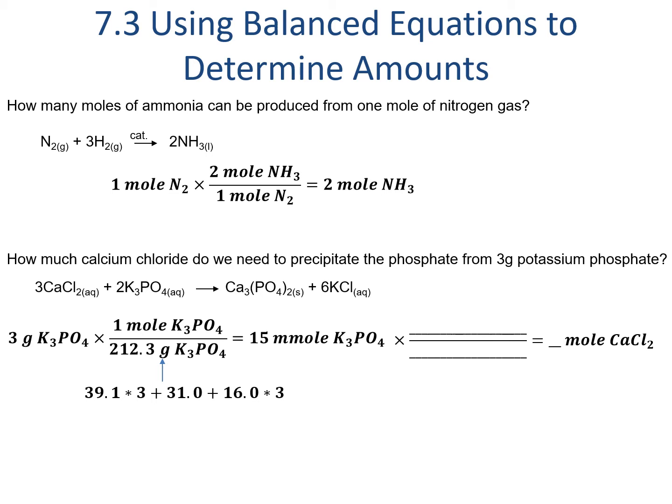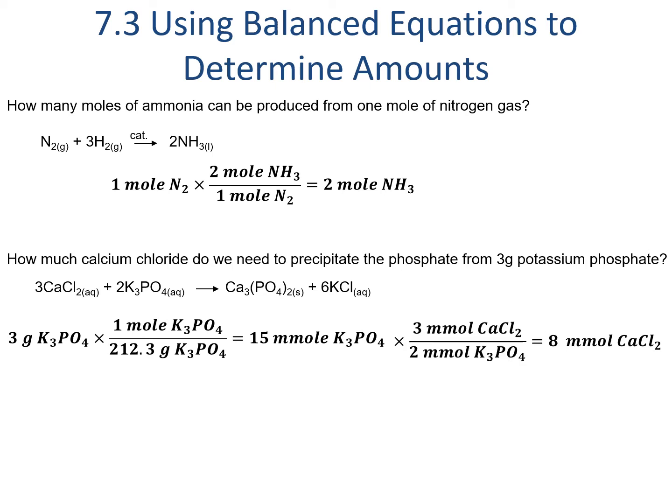Altogether, this gives us about 15 millimoles of potassium phosphate. We should really only keep one significant figure if we're going to report that number, but since we're going to continue on with our calculation, we'll keep the significant figure part for later. The next conversion is from potassium phosphate to calcium phosphate. We just use the mole-to-mole ratio. We can ignore the milli prefix and carry it through to the product, or we can use the ratio as millimoles to millimoles. It works out the same either way. And we end up with 8 millimoles of calcium phosphate.